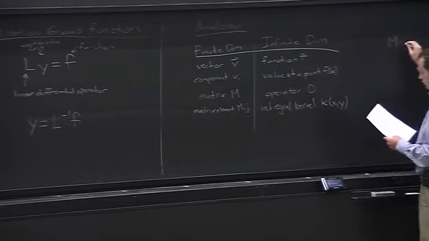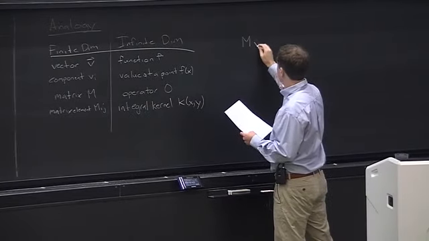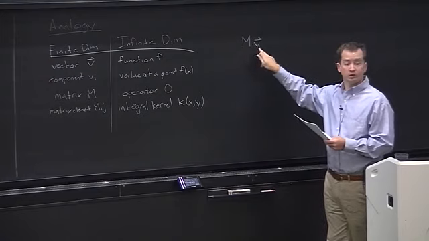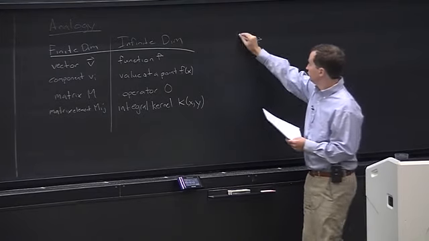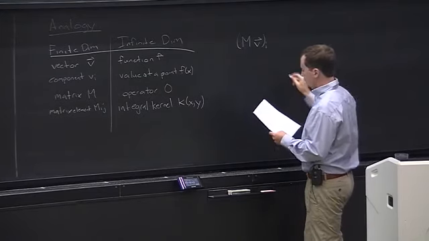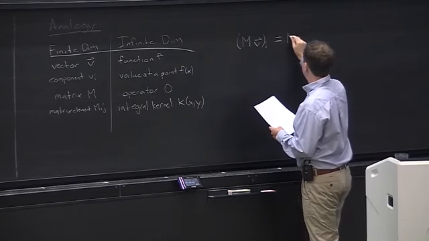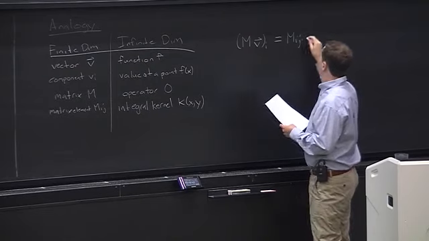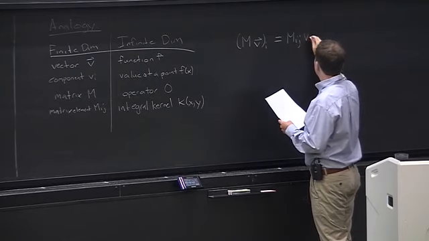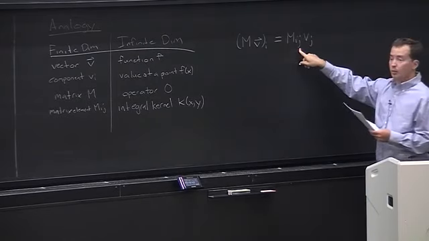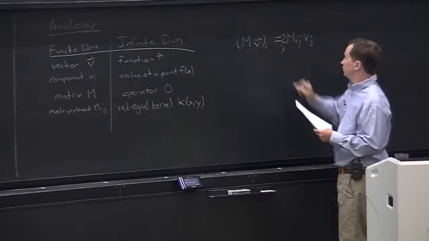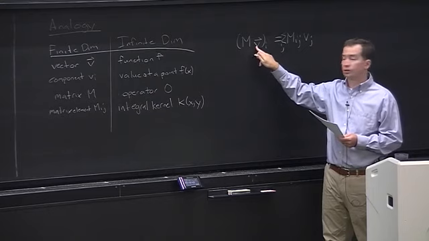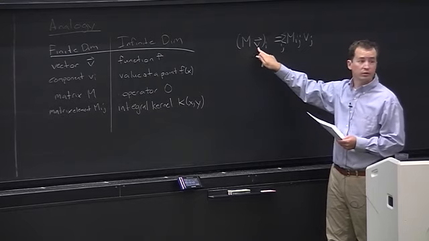So let's try to consider a multiplication of a matrix times a vector in terms of components. What we would do there is multiply the matrix times the vector and sum over components j. That's how we would get the ith component of the vector that we get by multiplying a matrix times a vector.